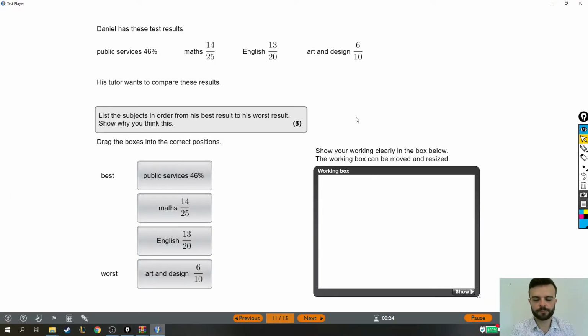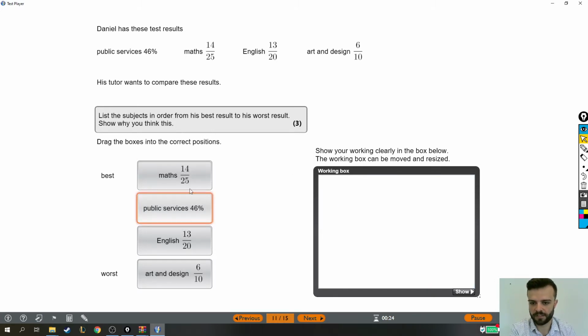Okay, so with this question, we have got some test results. Daniel has these test results for public services. He got 46%. On maths, he got 14 out of 25. English, 13 out of 20. And art and design was 6 out of 10. His tutor wants to compare these results, and we need to list the subjects in order from his best to worst with some evidence to show why we think this.